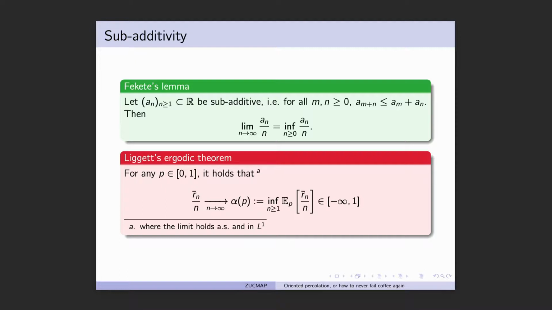For those who know what this means, the limit holds almost surely and in L1 when the right-hand side is finite. So, of course, it's going to be smaller than 1, because remember that Rn bar can only go to the right with an angle of 45 degrees. So Rn bar over n is smaller than 1, but it, in theory, could be equal to minus infinity. And that reminds me that I wanted to show you some simulations, and I forgot to do it, so I'll do it now.